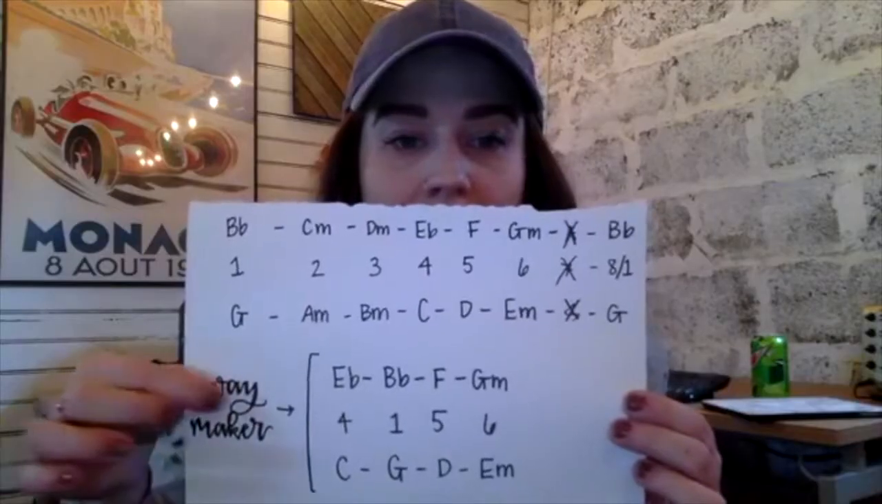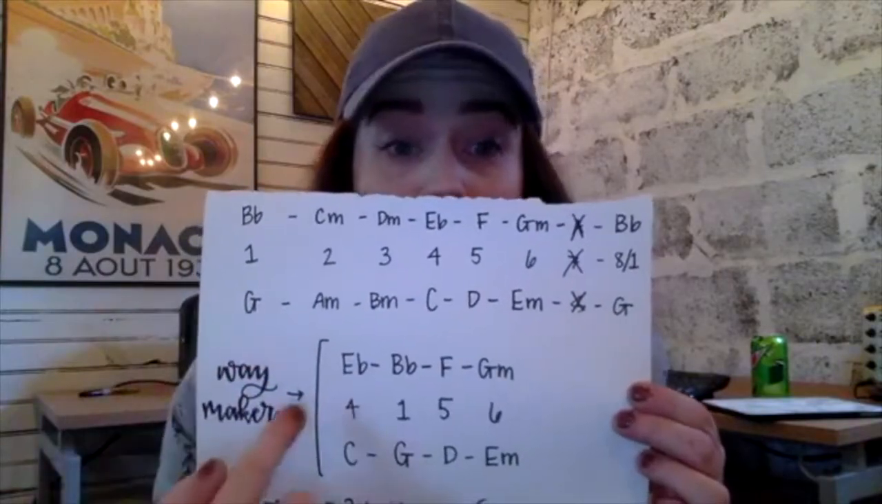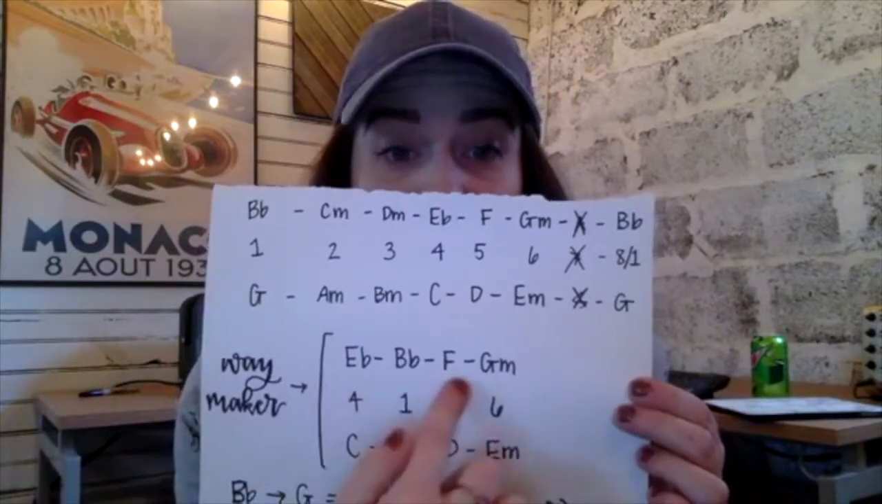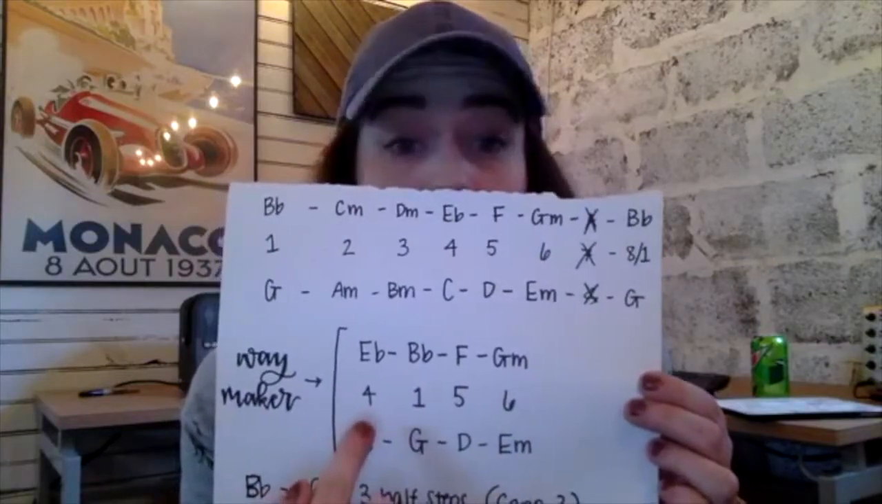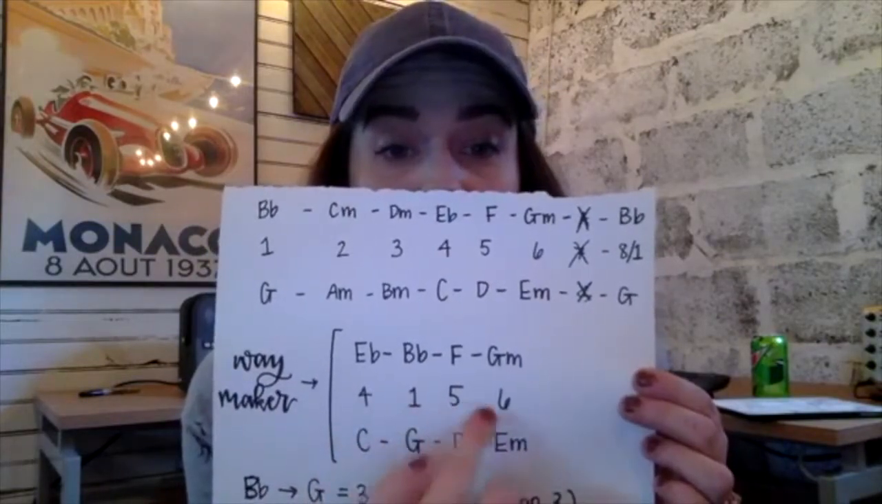We'll move on to that later, but start with 4-chord songs like these, the ones I'm showing you. I'm giving you one example for each key that you know how to play. This is the key of G. The chords in the song the whole time are E flat, B flat, F, and G minor. So the whole song pattern goes 4, 1, 5, 6.